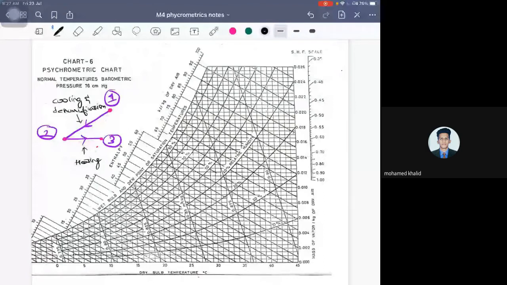Now, all of you should have the psychrometric chart with you. How many of you have the psychrometric chart with you? I told you to get the 5 printouts. How many of you have? Just raise your hands. Good. 2. Only 2. What about others? 3. 4. Only 4. 5. What about others?